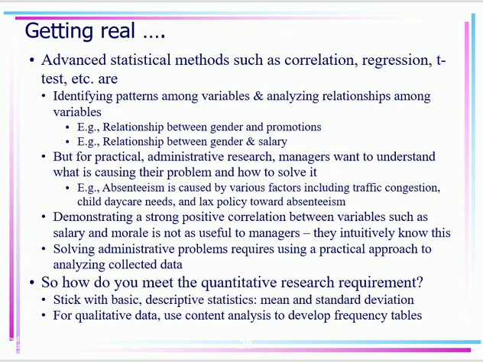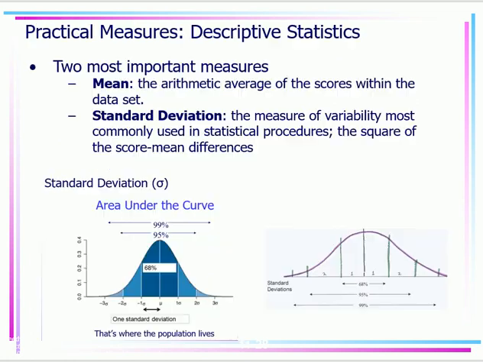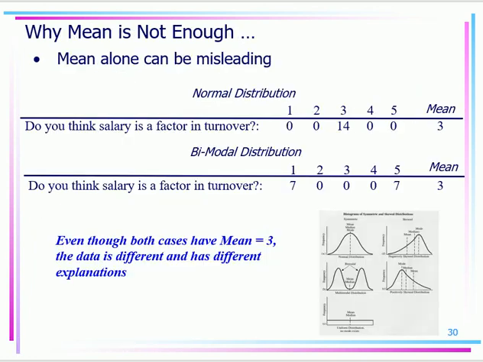So how do we meet the quantitative research requirements of your capstone class? Stick with basic descriptive statistics, mean and standard deviation. For qualitative data, use content analysis. Okay, so we went through these slides earlier, right? Remember this? Mean, standard deviation. Mean is the arithmetic average of the scores for each question. Standard deviation is the variability of those scores across the 5 responses, right?